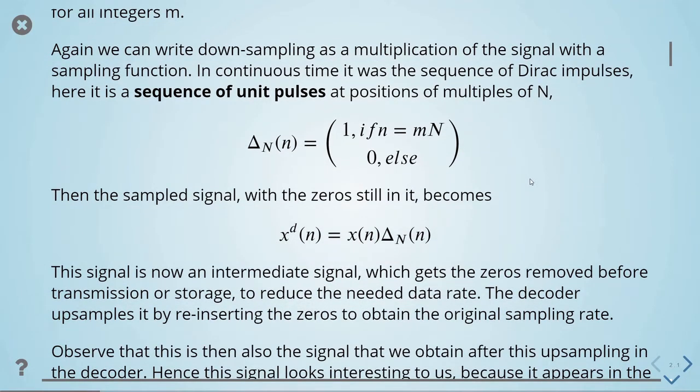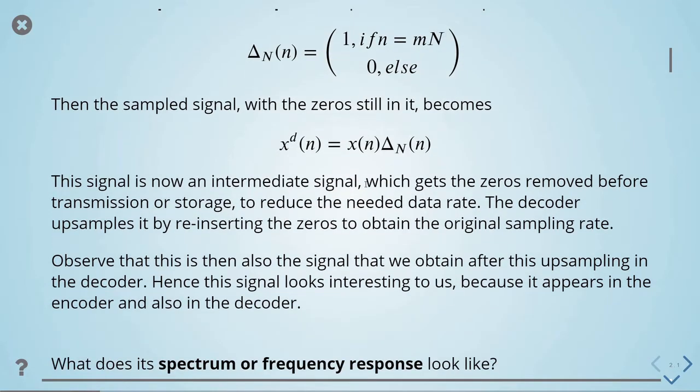So far this is an intermediate signal because there are still zeros in it, and the zeros will get removed before transmission or storage to reduce the needed data rate. The decoder upsamples it by reinserting the zeros to obtain the original sampling rate. So observe that this is also the signal that we obtain after this upsampling in the decoder. Hence the signal looks interesting to us because it appears in both the encoder and the decoder.